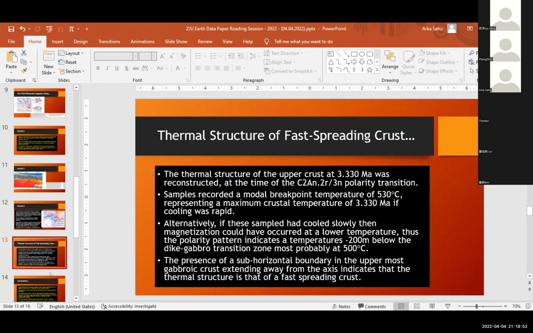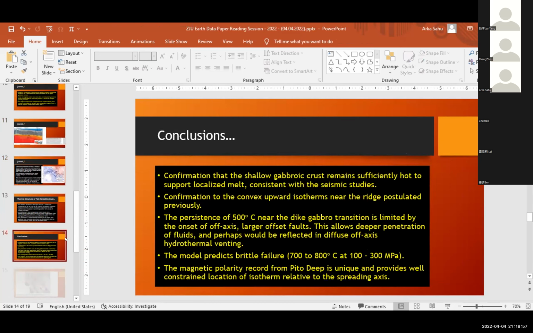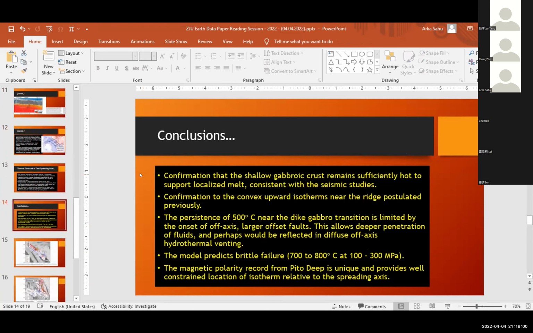I'll just skip through this slide because it says the same thing that I have said till now. So I'll go through the major conclusions of the paper. It shows that a shallow gabbroic crust remains sufficiently hot to support localized melt, consistent with the seismic studies. It also agrees with the convex upward geotherm near a ridge as postulated in other studies. And the persistence of 500 °C near the diabase-gabbro transition is limited due to the faults, which allow the penetration of fluids and hydrothermal venting to happen.